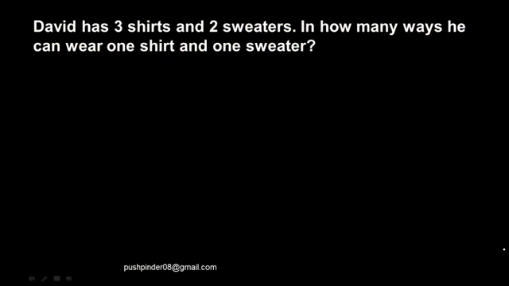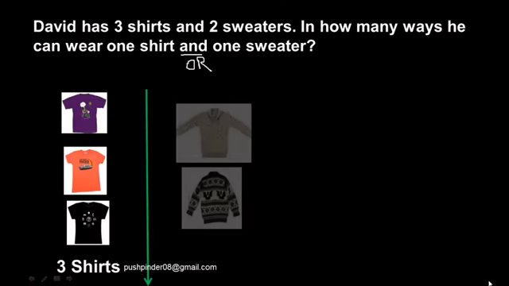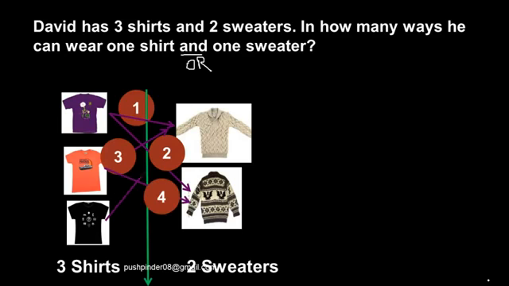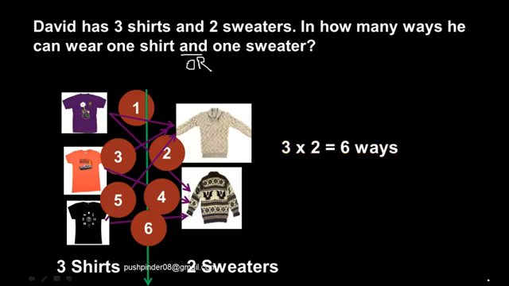What if I twist the question a little bit? I said David has 3 shirts and 2 sweaters, and how many ways can he wear 1 shirt and 1 sweater. So instead of an or, I've placed an and. So he has to wear 1 shirt and 1 sweater. How many ways are there? With this shirt he can wear these 2 sweaters. So 2 ways with 1 shirt, and with this shirt as well, again 2 sweaters, and this shirt as well, again 2 sweaters. So the number of ways he can wear 1 shirt and 1 sweater is 3 into 2, that is 6 ways. Right? So this is simple basic stuff.